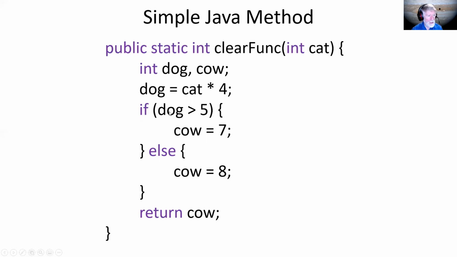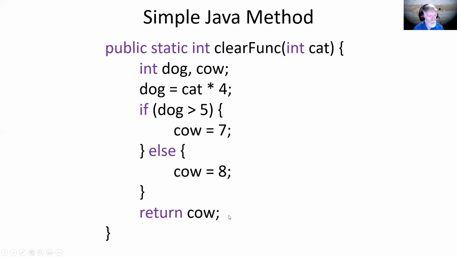That sees if that's greater than 5. Actually, that's pretty dumb, because unless that was 1. Well, never ignore the logic. Well, yes, but never mind that issue. Then it says if dog is greater than 5, we're going to set cow to 7. Else we're going to set cow to 8, and we'll return cow. Okay, pretty straightforward.